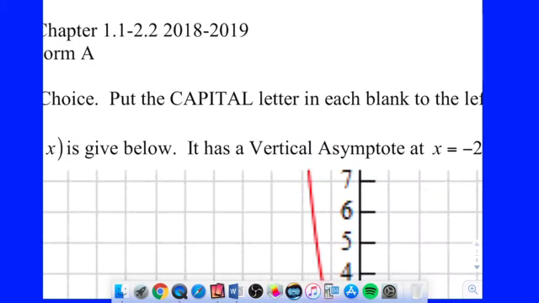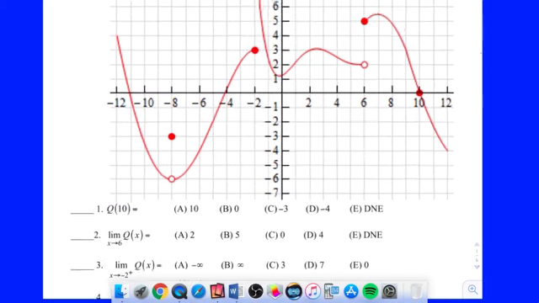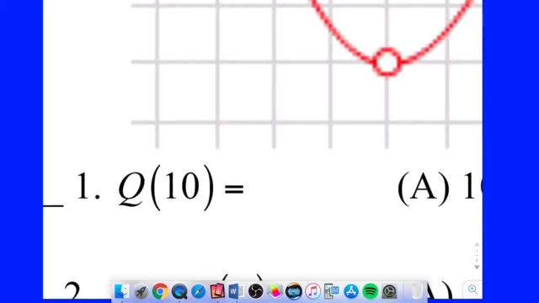All right, so the first thing, it says to put the capital letter in the blank to the left. Most people are doing that. That's fine. Some people are not putting letters or putting lowercase. There were three different versions of the test, Form A, B, and C. I'm working off of Form A. You can see your form in the top left corner. If you have a Form B or Form C, I'm going to be working the same problems. They're just in a different order. Make sense? So you can find them.